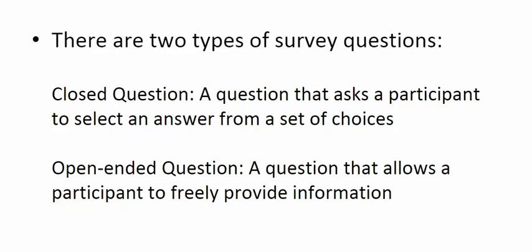There are two main types of survey questions: a closed question and an open-ended question. A closed question asks a person to select an answer from a set of choices. A multiple choice question would be a closed question, because a person is choosing one answer from a set of possible choices. A Likert scale question on a 1 to 5 scale would be closed, because a person is choosing one answer from a set of choices. A true-false question would also be closed.